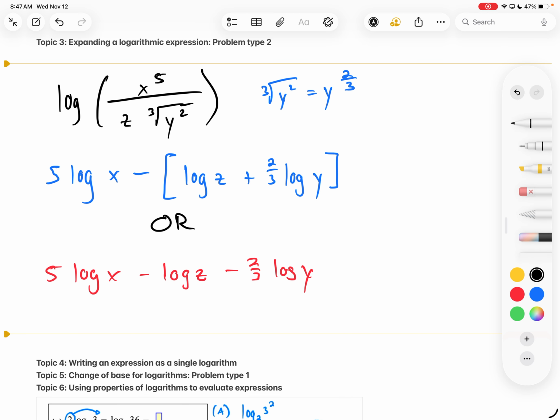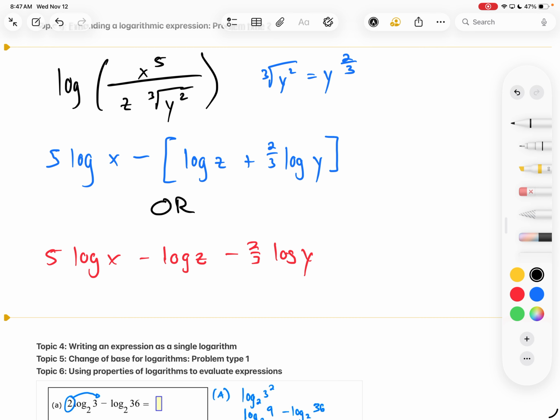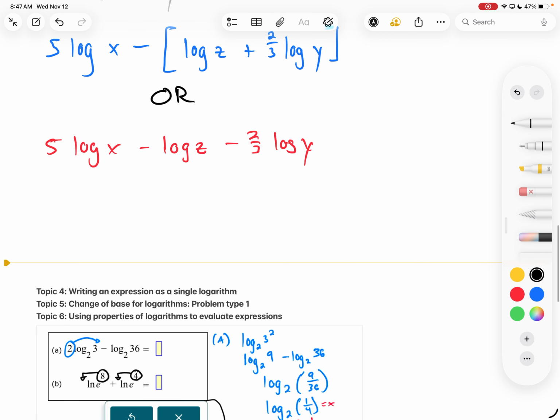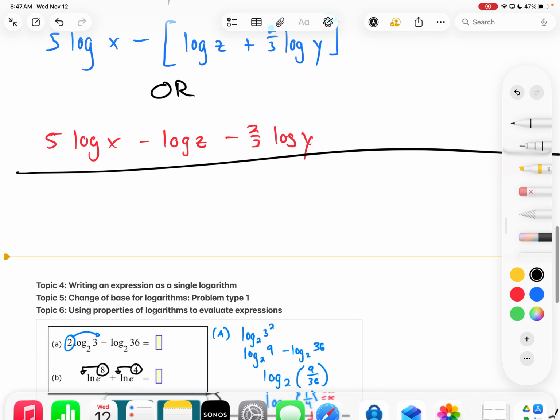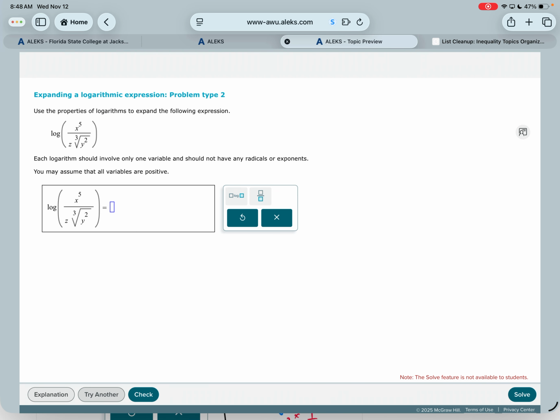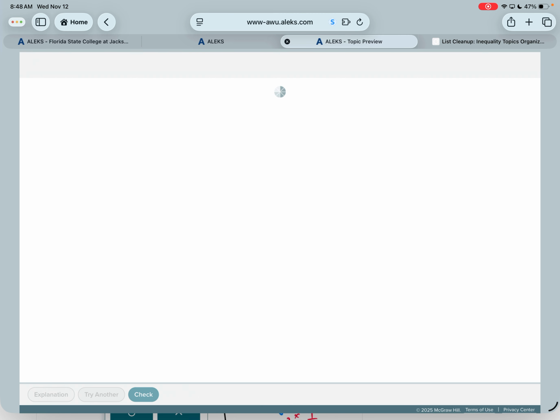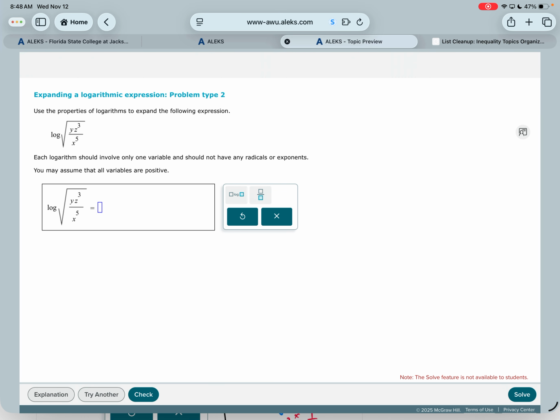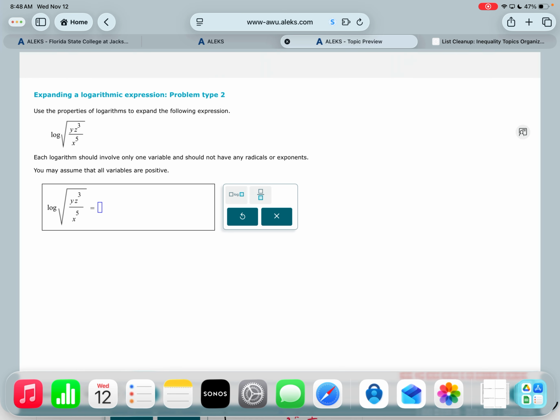But you got to be careful with your signs. I always like to just do the parentheses because then you can clearly see what's the numerator and what's the denominator. Let's do one more of those. I think we're about done though. There's 2 topics left, but we already did one of them. Oh, I need to do the one with that one. y z to the 3rd over x to the 5th.